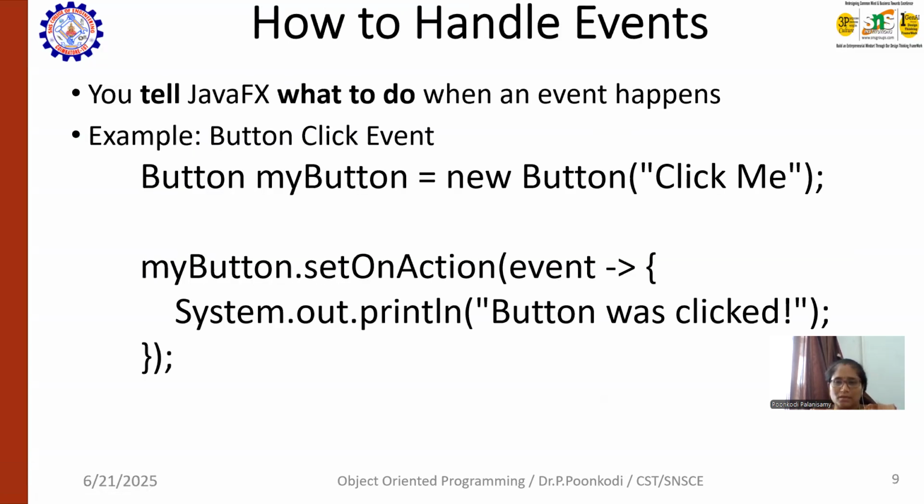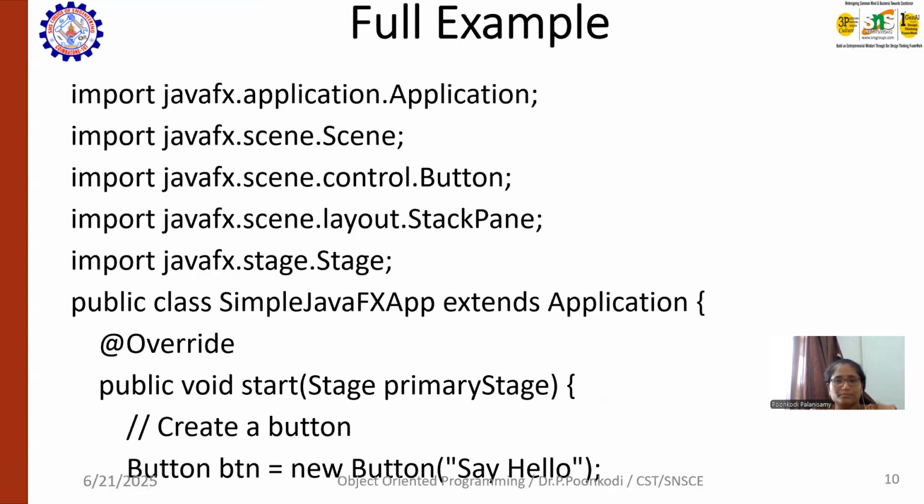How do we handle these events? The events are handled through the Button class. Button is a class, and myButton is an object name. Through this myButton object, we are going to call the members and methods in this Button class. This is the full example.